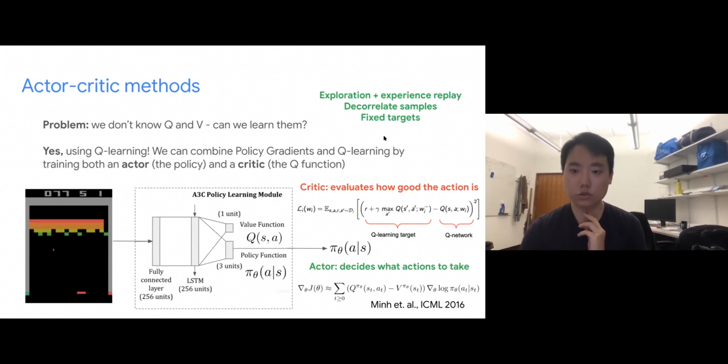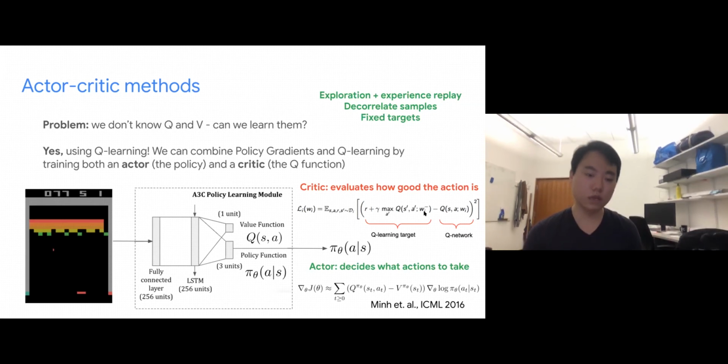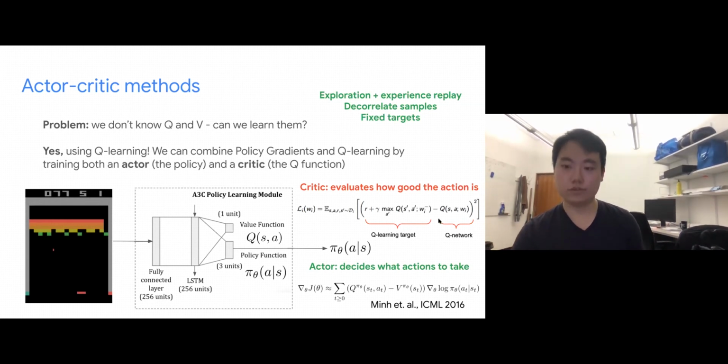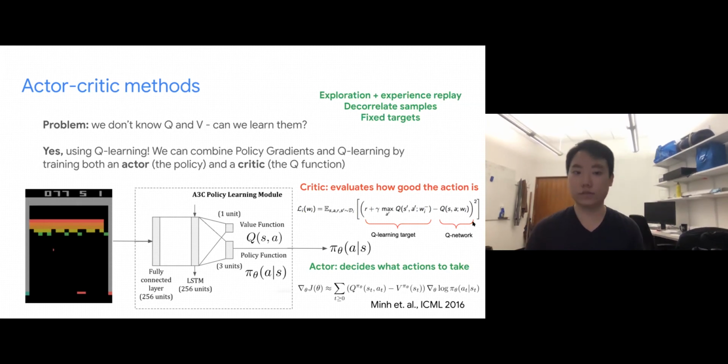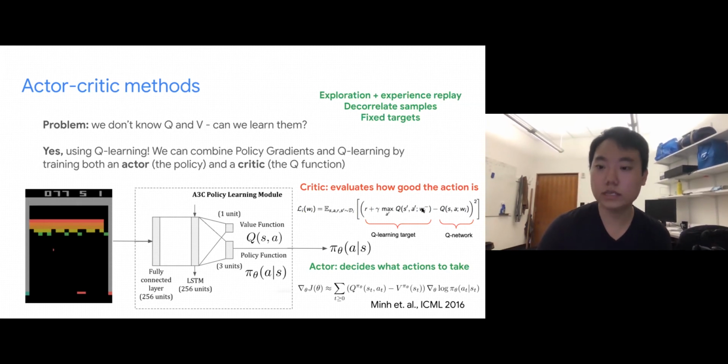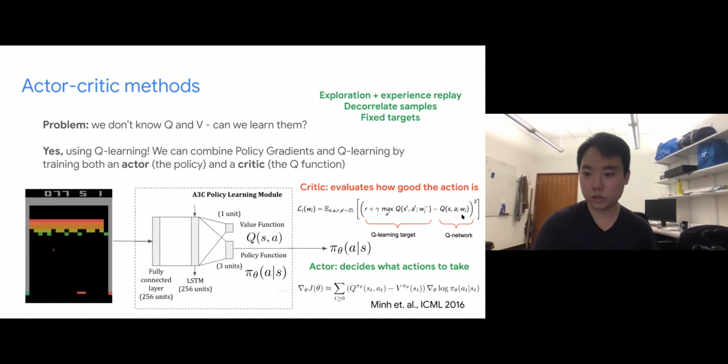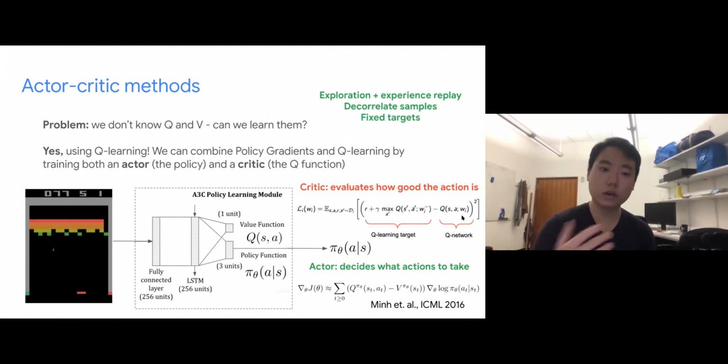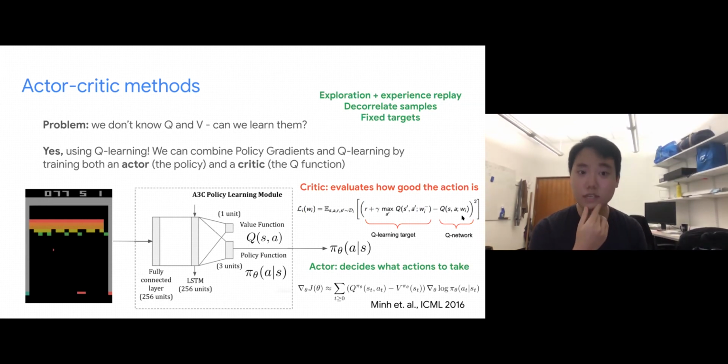And likewise, you want to use fixed targets. So again, you want to use W minus, a previous set of parameters, to give you your Q-learning target while updating W for your predictions. Then maybe after a few thousand epochs, you would replace your W minus with the current value of W. This fixed targets approach prevents the issue of non-stationary targets.